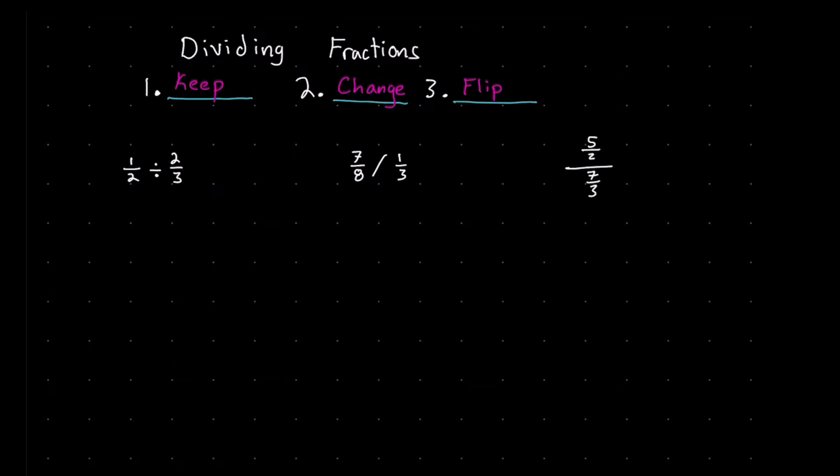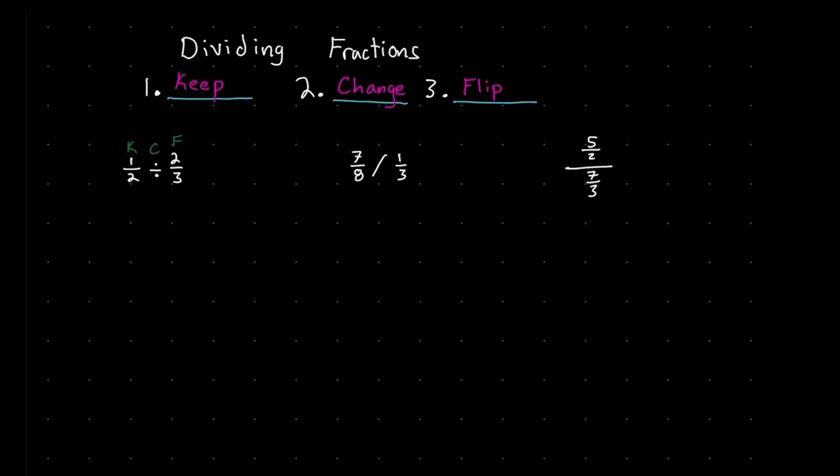Here I have 3 different problems, and in each problem I chose a different way of representing the division sign just to show you that it can work for any of these. So in this first problem, determine what needs to be kept right here. This 1/2 needs to be kept, and then we'll determine what do we need to change. Well, we'll change the division sign, and then we will flip this final fraction.